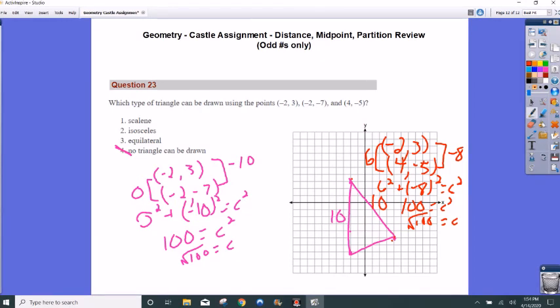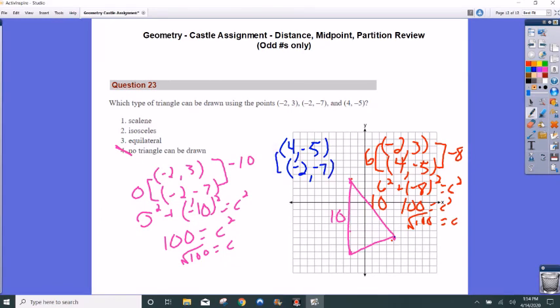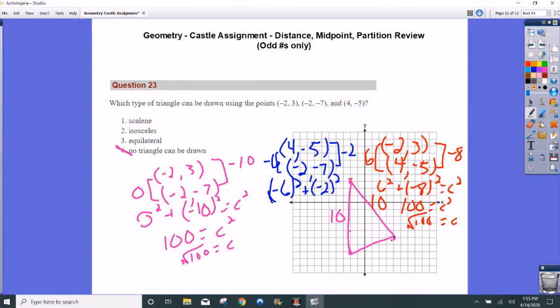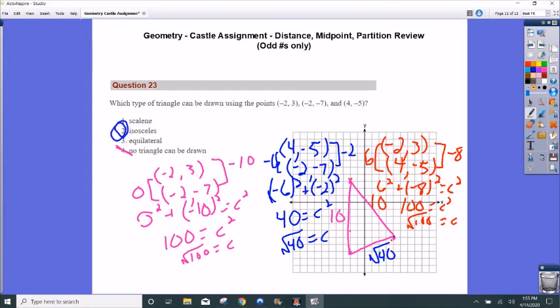Now, to do everything, we should go from (4, -5) to (-2, -7), and make sure that that's not 10 as well. I don't think it is, but it's down 6, down 2. So -6 squared plus -2 squared gives us 40 as the c squared. So that's the square root of 40, which is clearly not the same as 10. So it's going to be an isosceles triangle. Do a bit more work than you might need, but that's not bad.